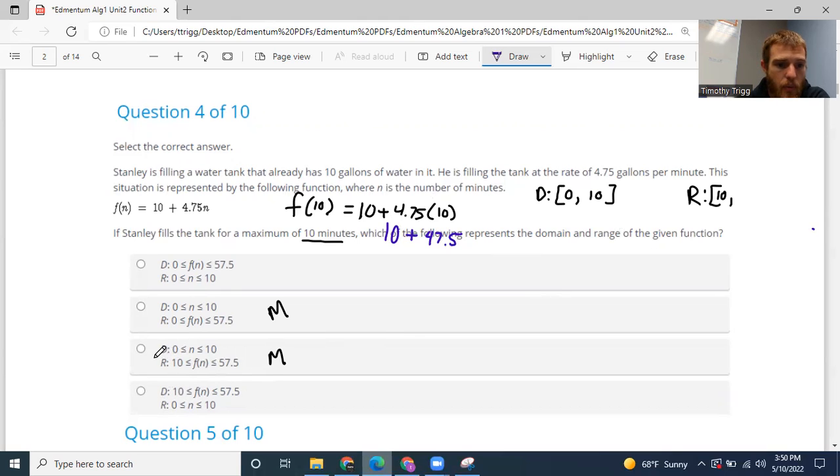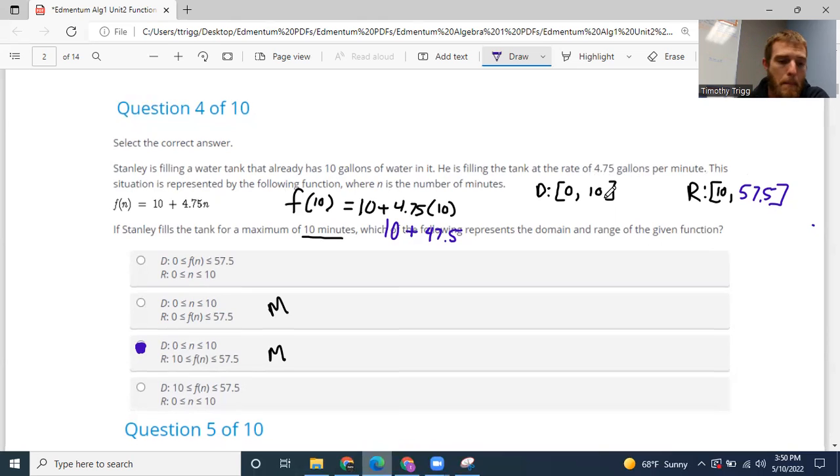So I would say this one is the correct one. From 10 to 57.5 is our range. So these are the possible outputs. These are the possible inputs. These are the possible outputs.